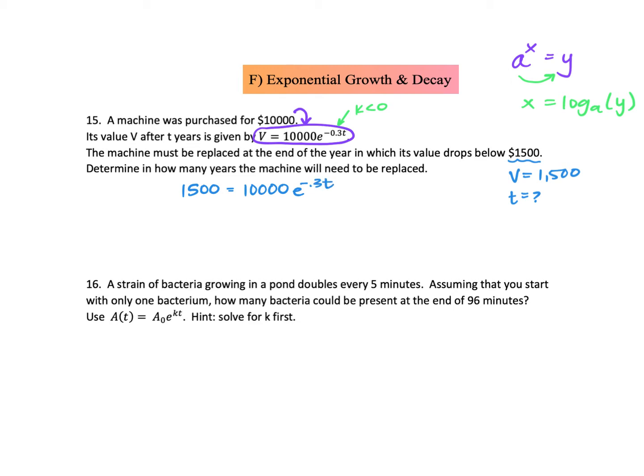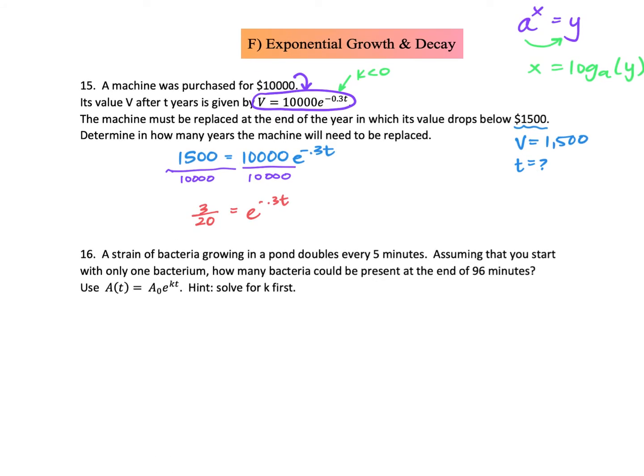Now to solve for t, I first need to divide both sides by 10,000. I can take out some common factors from that left-hand side, simplifying that fraction. It's going to simplify down to 3 over 20. I'm left with e to the power of negative 0.3t on the right-hand side. Here's where we're going to have to switch it into log form. I'm going to take that base of e and move it over to the other side, changing it from an exponent into a logarithm. Log base e of 3/20 is equal to negative 0.3t.